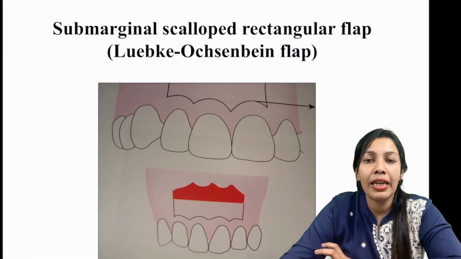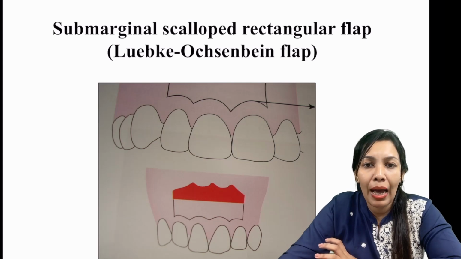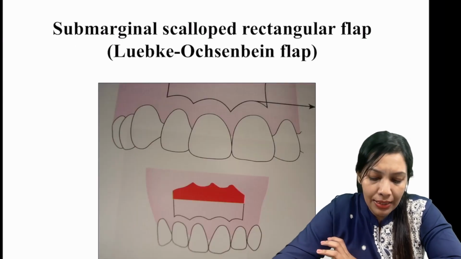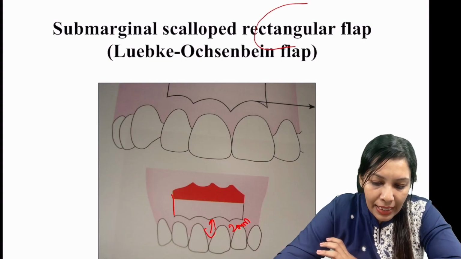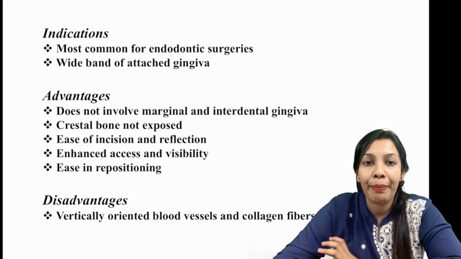Next is the submarginal scalloped rectangular flap. This is not a full thickness flap. It is 2 to 3 mm away from the gingival margin. It is similar to the rectangular flap, but it does not involve the gingival papilla, the dental papilla.